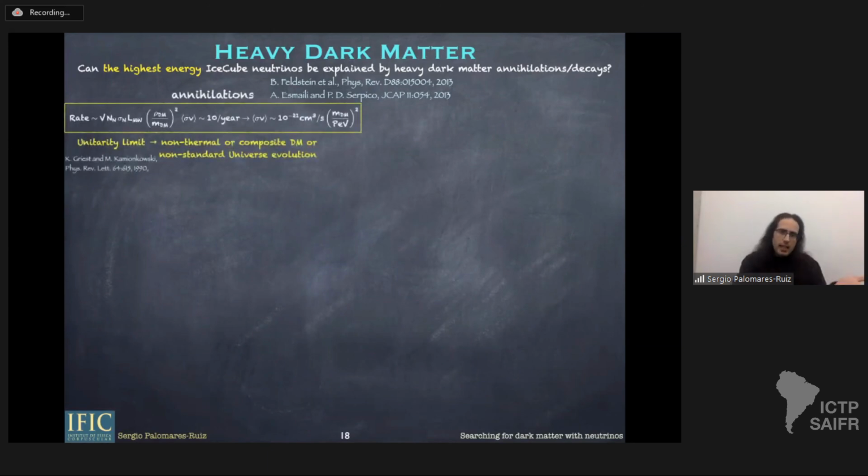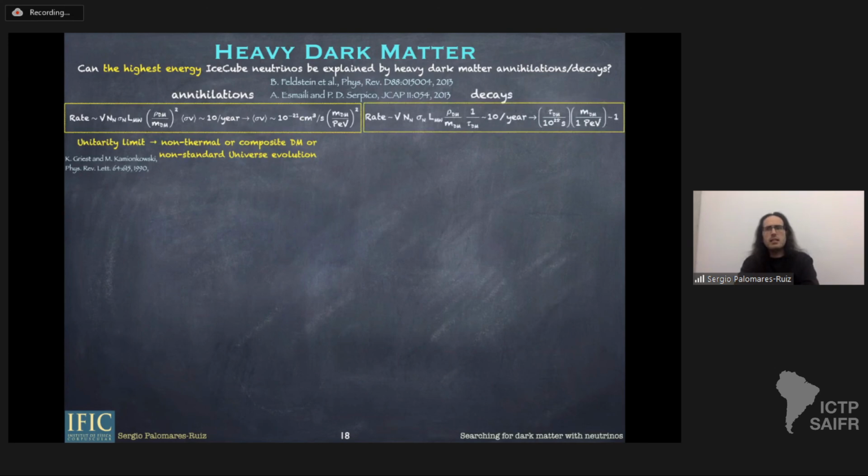In the case of annihilations, one would need a very high annihilation cross-section that gets into problems with a unitarity limit. But in the case of decays, this is not a problem. We can have a lifetime of 10^28 seconds for a PeV dark matter and produce the right rate that was observed by IceCube. Soon after the Feldstein paper, there was a paper by Esmaili and Serpico, who actually considered the possibility to explain the entire spectrum observed by IceCube.